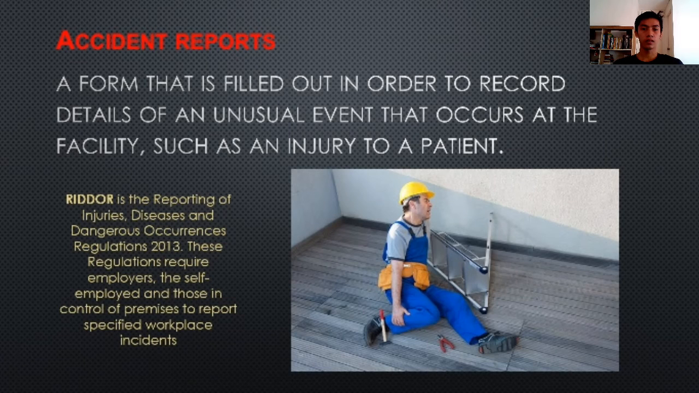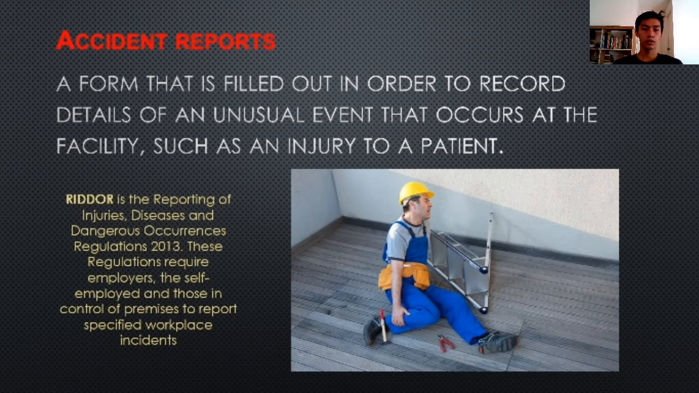When we say accident, it is something not expected to happen. And this is a form that is filled out in order to record details of an unusual event that occurs at the facility, such as an injury to a patient or a worker working in a construction site. For example, a man may get injured. So who is responsible when this happens?